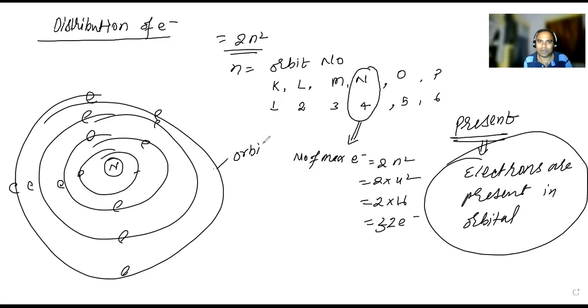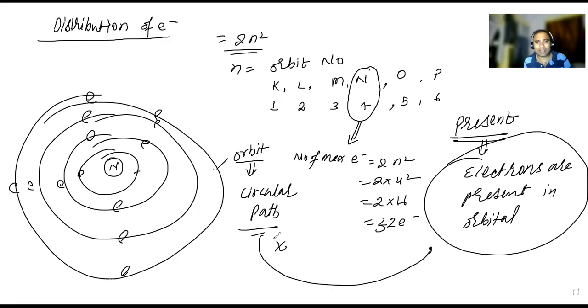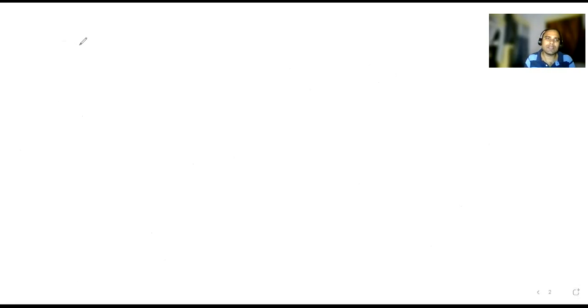Orbit means the circular path, right? But nowadays this is not true. Electrons are present in what is called the orbital, not the orbit. Getting my point? So first of all, let us clear our mind about the meaning of orbit and the meaning of orbital.